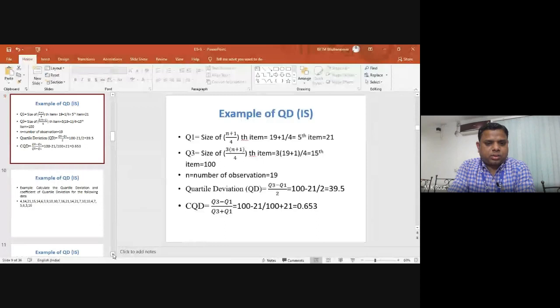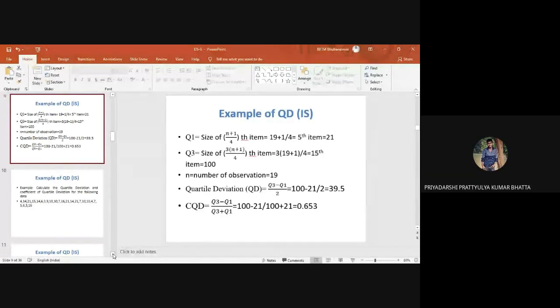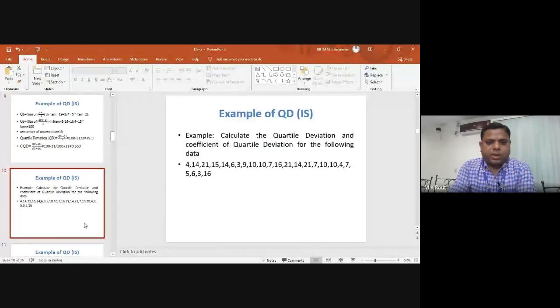All of you finished? Okay, fine. So here is a typical example in case of an individual series for you. Calculate the quartile deviation and coefficient of quartile deviation from the following data. Just note down the data, that is 4, 14, 21, 15, again 14, 6, 3, 9, 10, 10, 7, 16, 21, 14, 21, 7, again 10, 10, 4, 7, 5, 6, 3, 16.